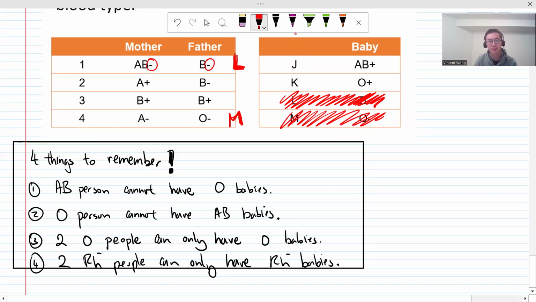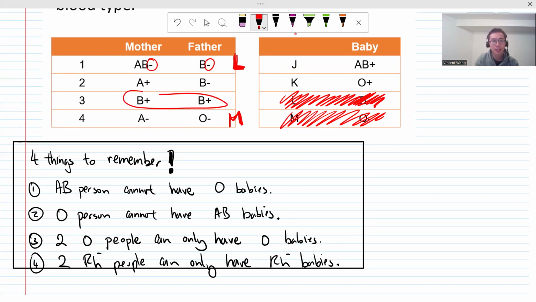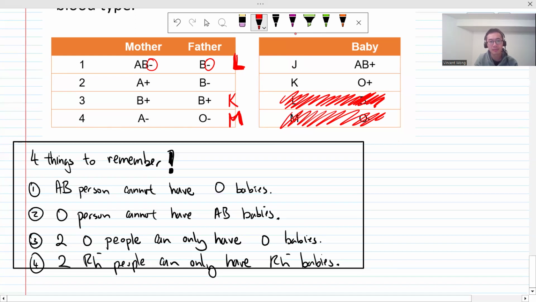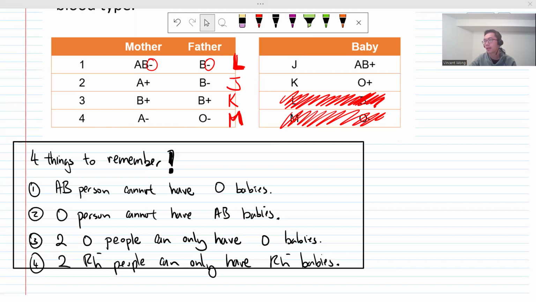2 babies left. Let's see. Third couple, B positive, B positive. Well, neither of them has A in their genotype. It's impossible for them to have an AB baby. So this would be baby K. And that means this is baby J. So you just use logic to try to get to the answer.